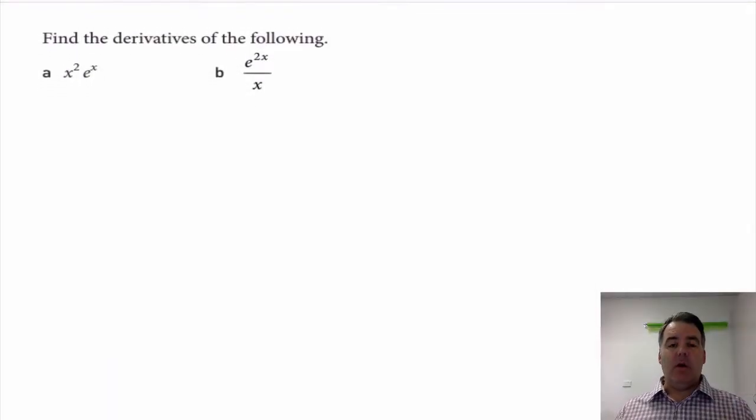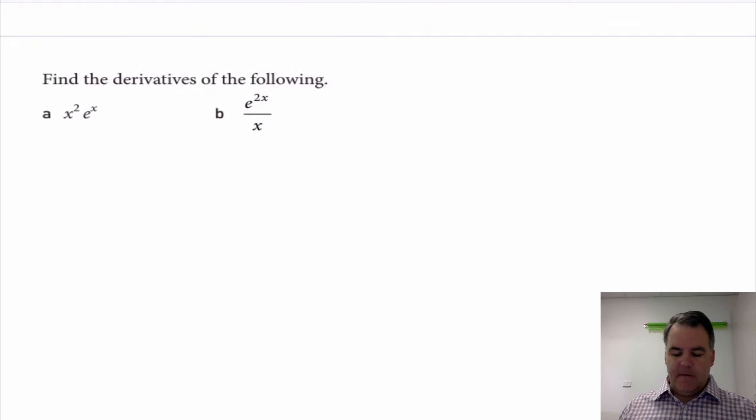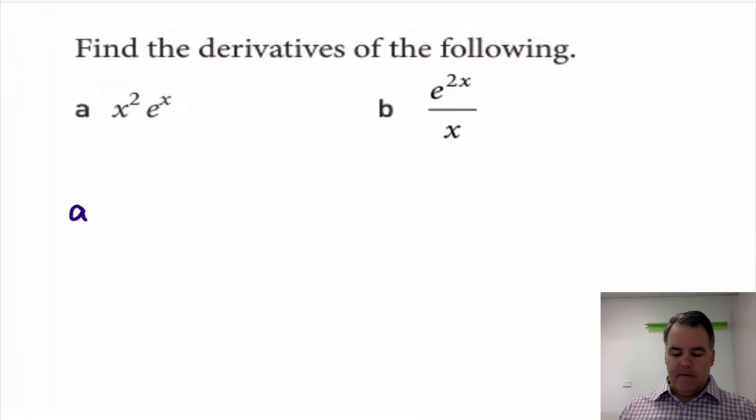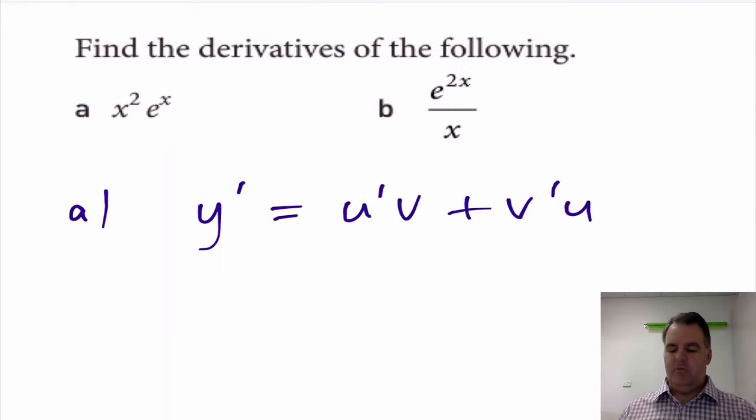Now, of course, we can apply the product rule and the quotient rule to these questions now. So the first one, we're going to be using the product rule. So I write it like this. The derivative is u dash v plus v dash u. That's my shorthand notation for the product rule.